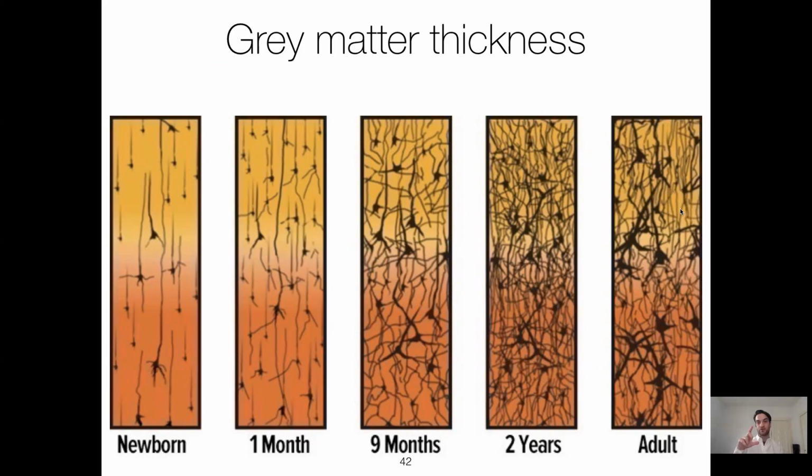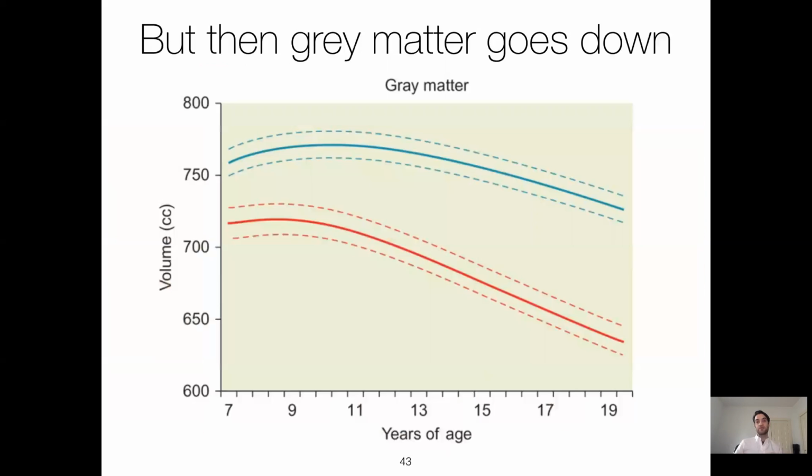So you can track gray matter thickness in the cortex as well. But then, interestingly, it does start to go down, and it starts to go down very early. You might think gray matter would start to decline way later in life, in your 40s, 50s, 60s. It actually turns out that in the same way there's synaptic pruning, there is a bit of gray matter pruning.